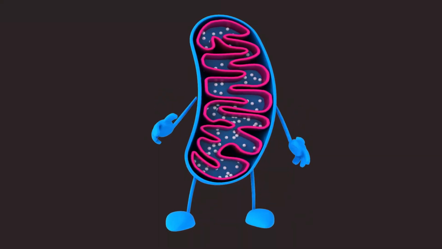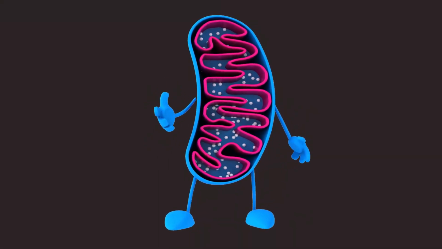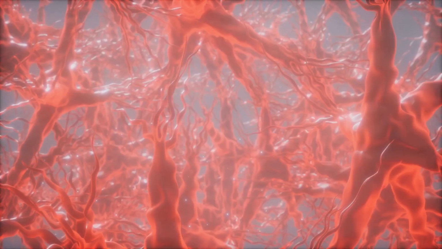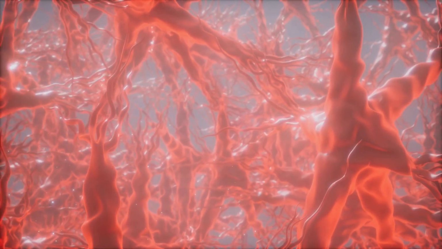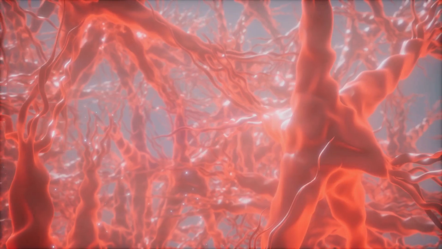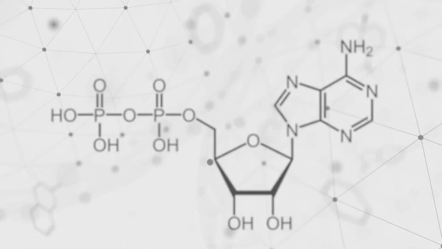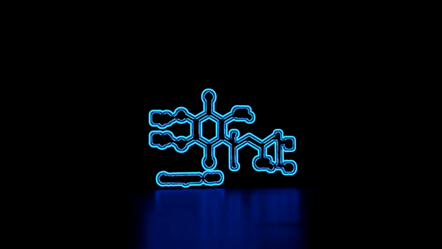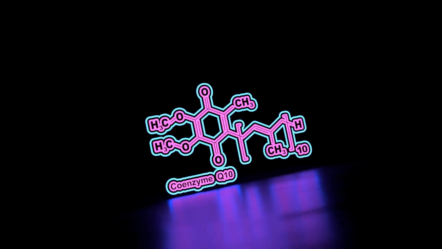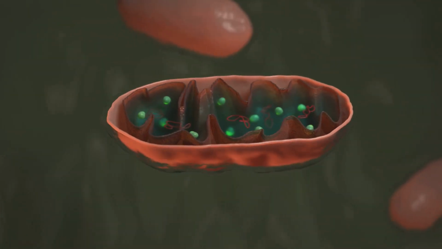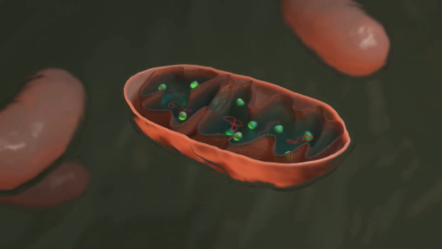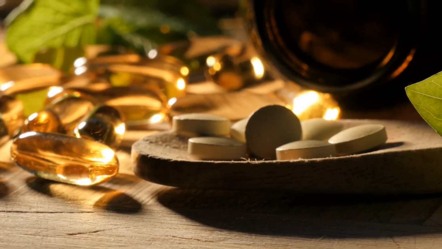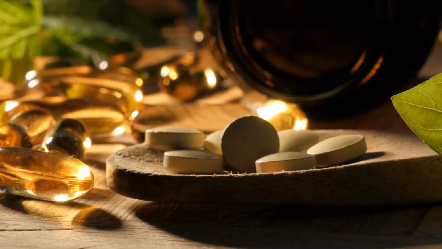NAD+, in its oxidized form, is crucial for energy production. Our cells need constant energy for tasks like muscle contraction and nerve signals. This energy comes from adenosine triphosphate, or ATP. Think of ATP as the cell's universal energy currency. ATP is generated in mitochondria, the cell's powerhouses. NAD+ ensures these power plants operate efficiently.